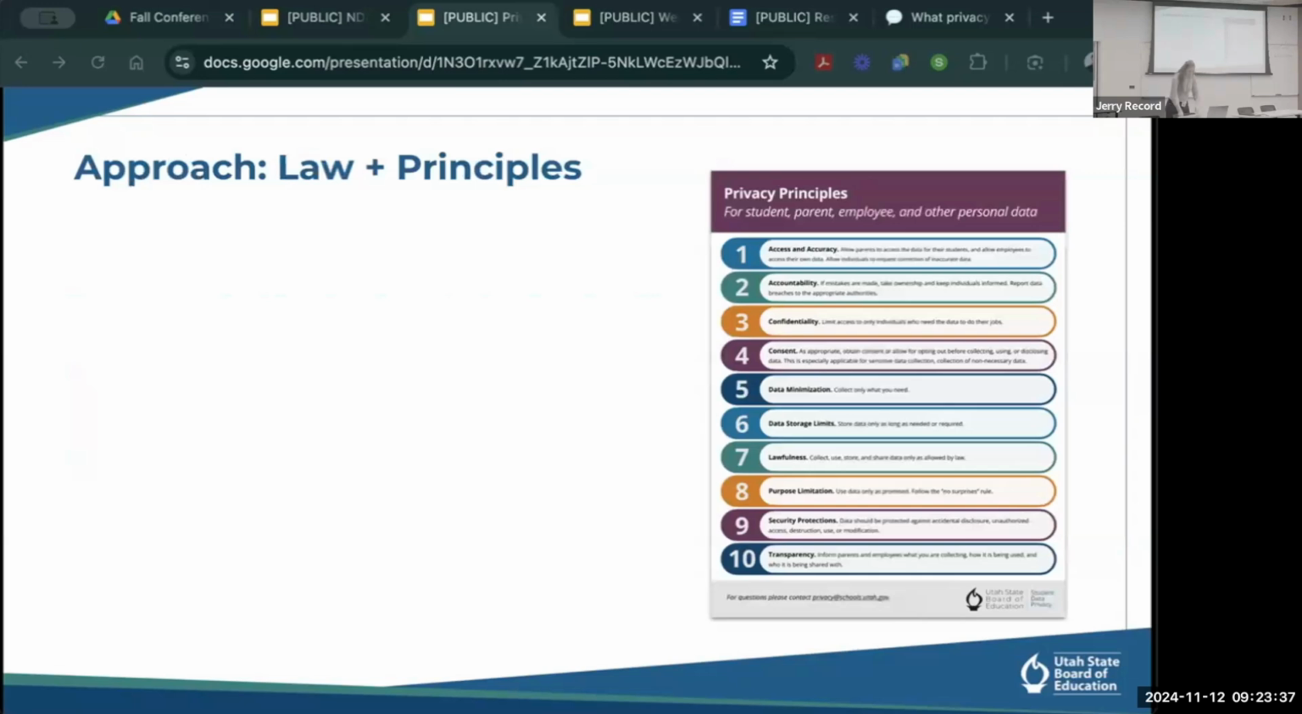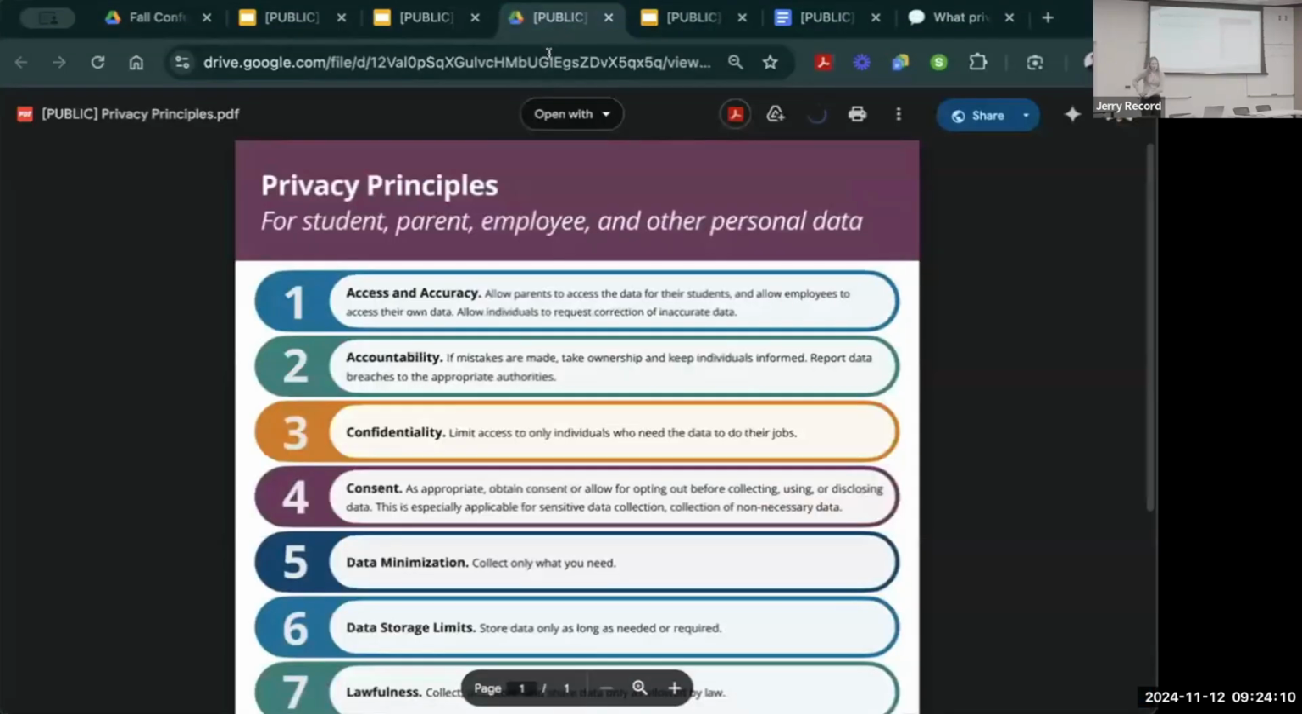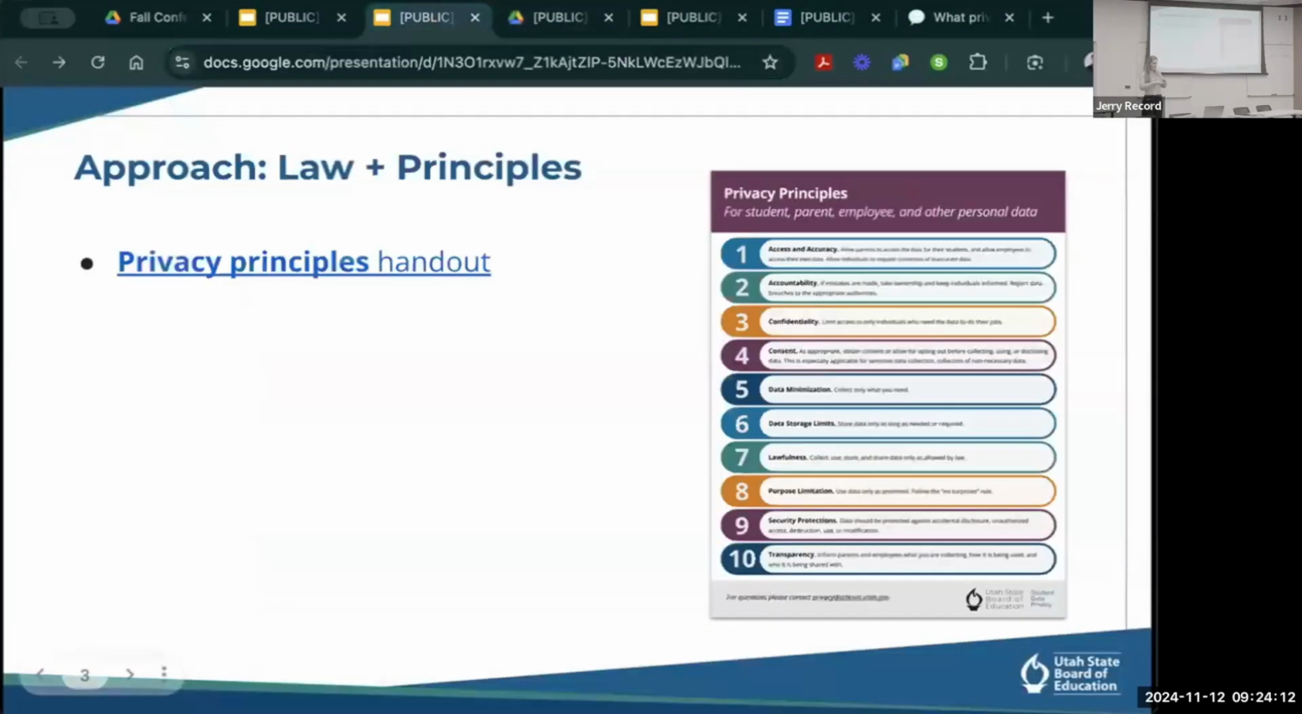We're going to take an approach today of tying the laws that we talk about to the privacy principles. So for those of you who are online, I encourage you to open this slideshow or just open this link straight from the resources doc. And John, maybe you could throw a link to the chat if possible. This privacy principles handout is something that we put together to encapsulate the principles that identify privacy best practices.